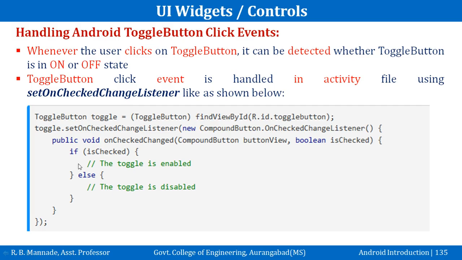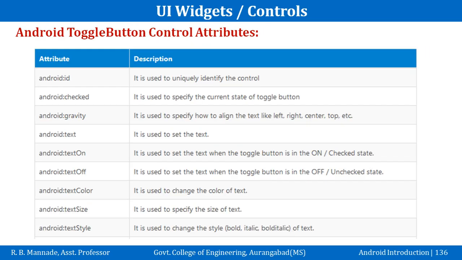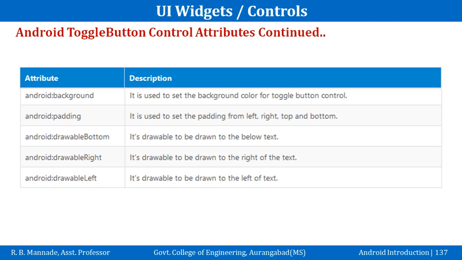So in this way we can implement click event handling of the toggle button. Here, in this comment section, in the actual implementation your code will change depending upon your requirement. There are certain attributes of the toggle button control. You simply go through this table, read it carefully, and you will come to know the meaning of each attribute. There is no need to explain this in detail. This is a continued slide from the previous slide, which again contains some attributes.